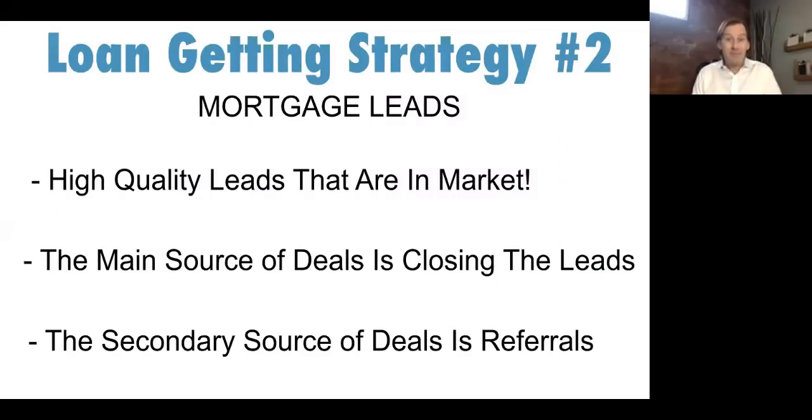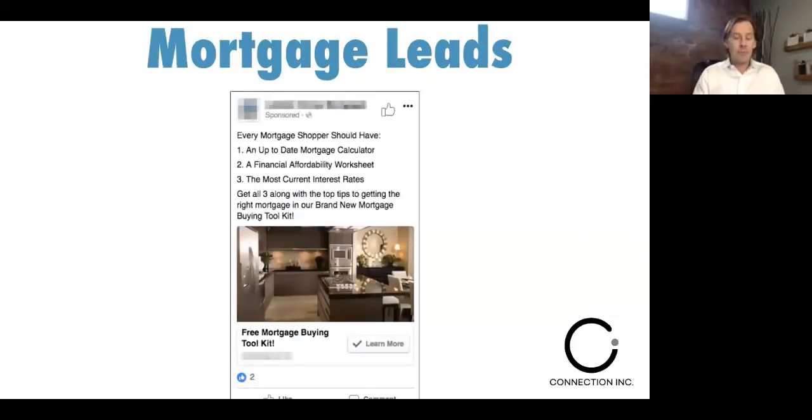All right, let's go into loan strategy number 2, mortgage leads. These are high quality mortgage leads that are in market. The main source of deals or money coming into the business is closing these mortgage leads, and the secondary source of deals is the referrals that come through. Again, we're using similar targeting to before, but only high quality real estate, like people visiting Zillow or interested in real estate, and then mortgage targeting: mortgage, loan officer, people interested in those topics. Then we show them this ad.